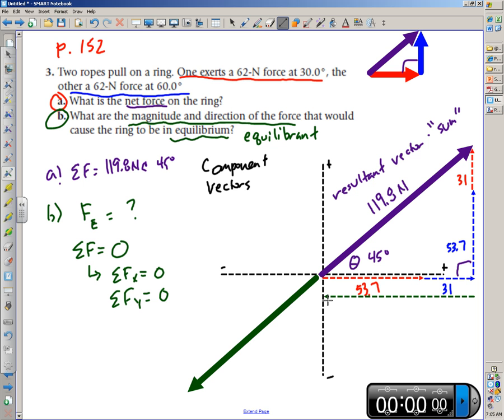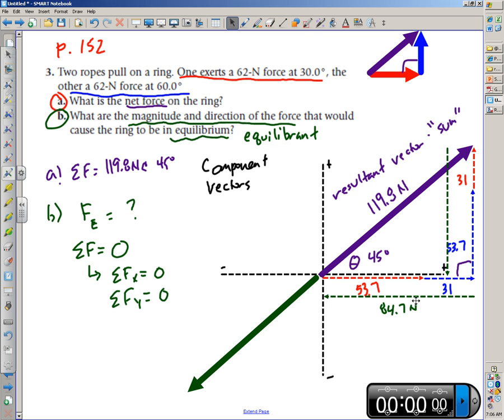How big is it going to have to be? It's going to have to be 84.7 newtons. How do I know that? Because that's the sum of these two. Again, on the vertical axis, I have this blue component and this red component both pointing upward. That means I'm going to have something that counteracts those two that points in the opposite direction. How big is it going to have to be?